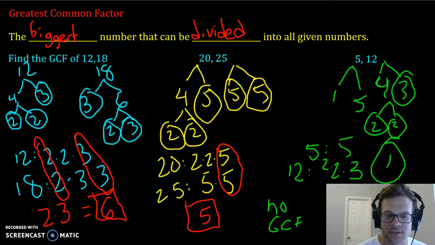So, find factor trees, list all the prime factors of all of those, and anything in common, circle it, multiply those answers together, and that's your GCF of the pair.